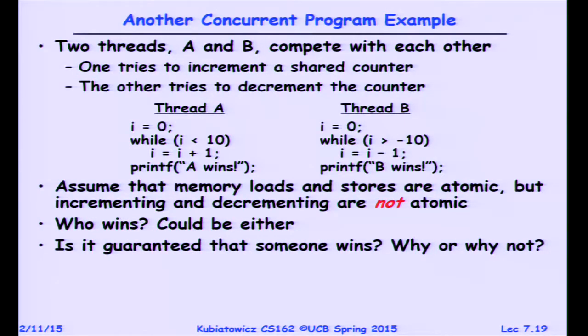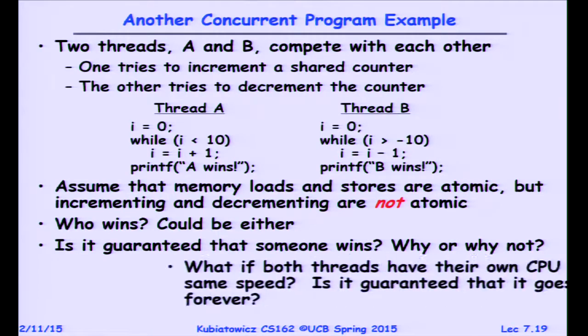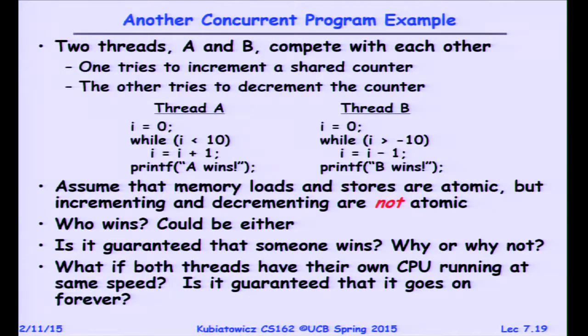Is it guaranteed that somebody wins? All right, why not? Well, you could print where A, B wins. No, the problem here is you could just keep somebody up incrementing, somebody decrementing. Maybe they just stay in balance and you're stuck forever. That's another option. If both threads have the same CPU and they're running at the same speed, is it guaranteed that it goes on forever?